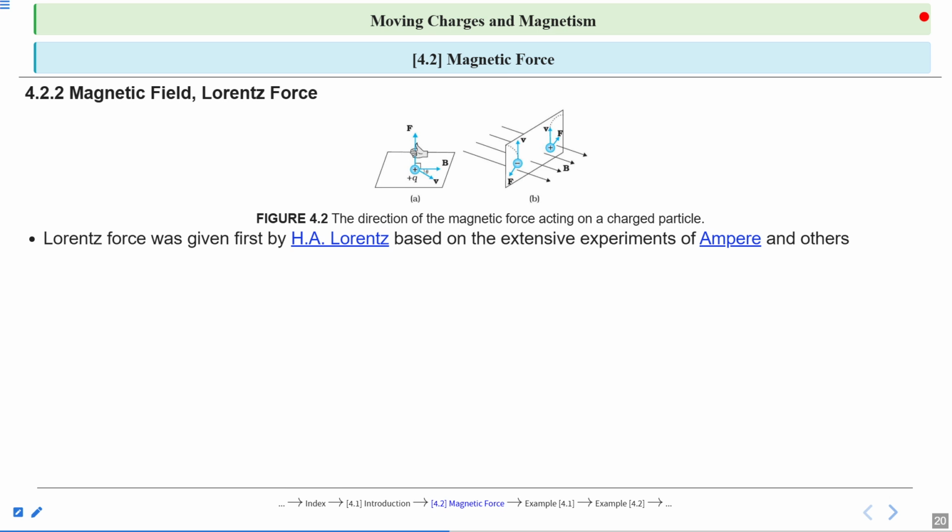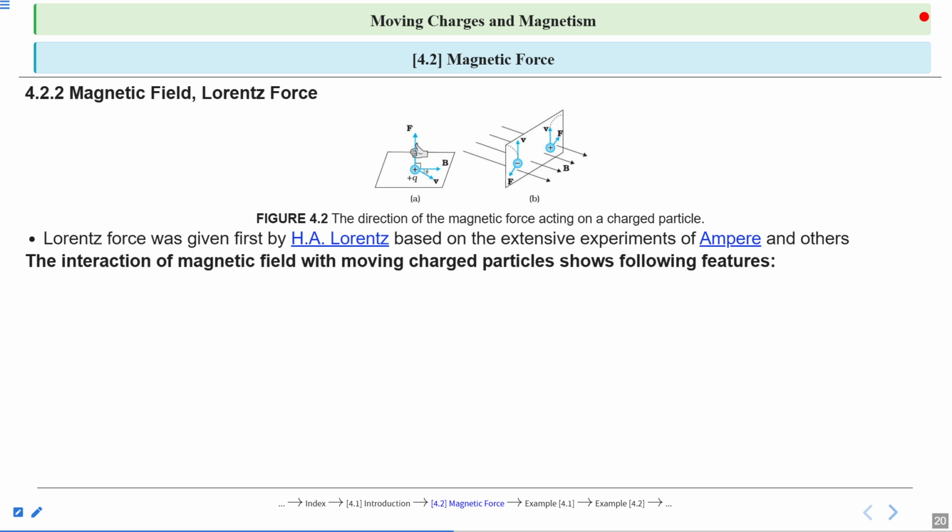Again diagram. Lorentz force was first given by H.A. Lorentz based on the extensive experiments of Ampere and other scientists. Ampere is also a scientist, H.A. Lorentz is also a scientist. So the Lorentz force is named after H.A. Lorentz.